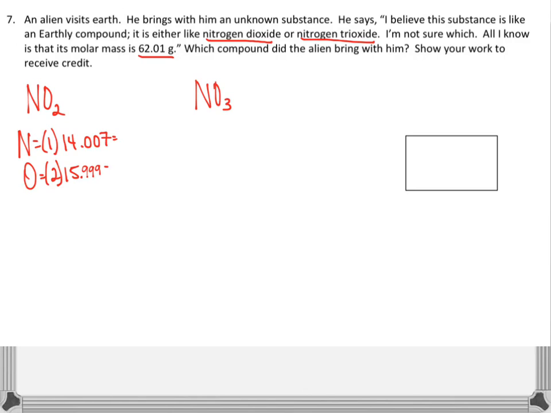I'm going to do my math. This one stays the same, 14.007, because there's only 1 nitrogen in my formula. And this will become 31.998. I'm going to add these, and my total will be 46.005 grams per mole. And here we're talking about nitrogen dioxide. Okay, so in this case, we know it's not nitrogen dioxide because, again, this answer does not match what this alien brought back. So let's see if it's nitrogen trioxide, just to confirm.